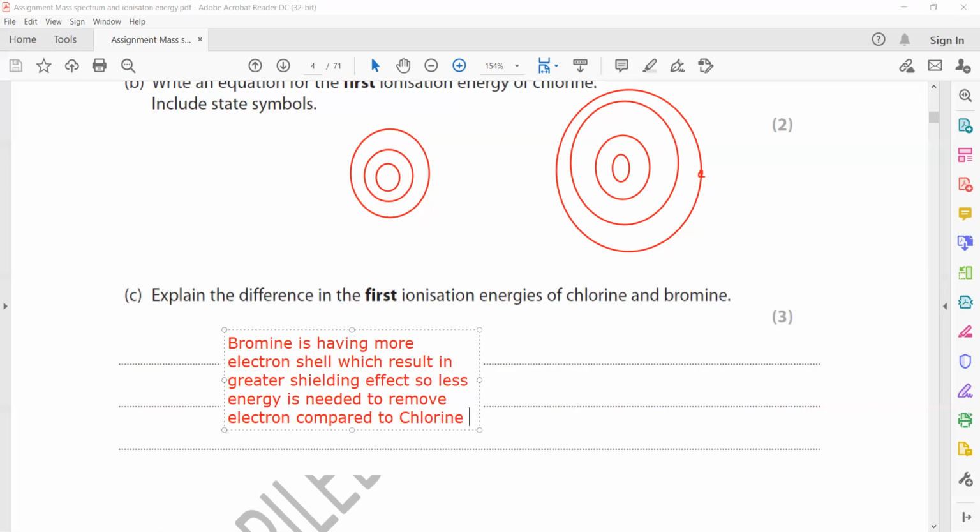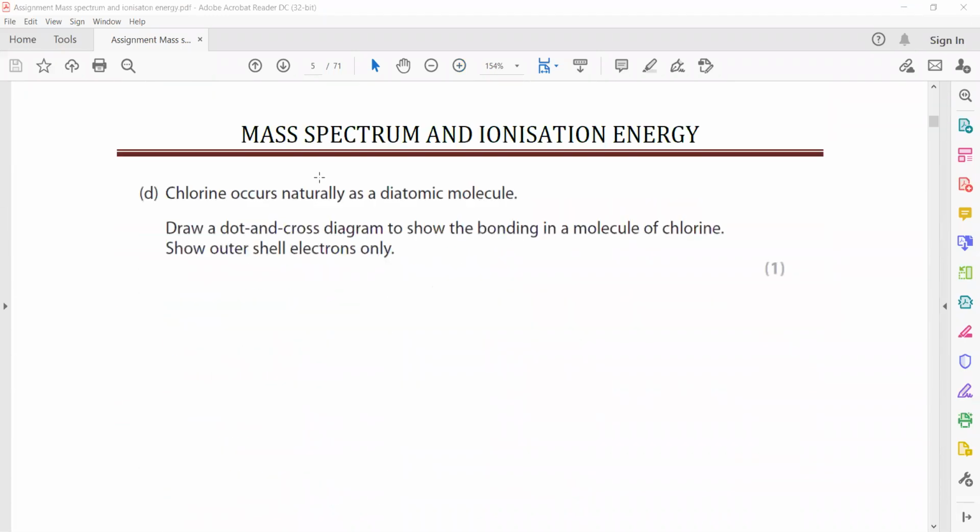So these are the points we will include to explain the difference when we compare. Chlorine has a higher ionization energy than bromine, that will give us 1 mark. We'll mention the shielding effect and the greater distance, more electron shells, that will give the second and third marks.